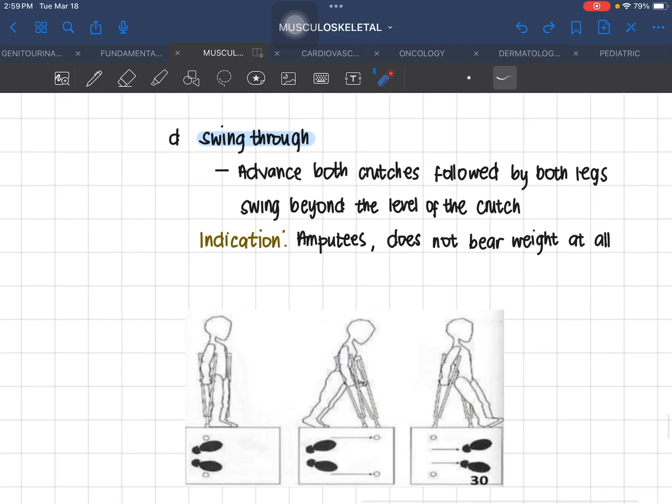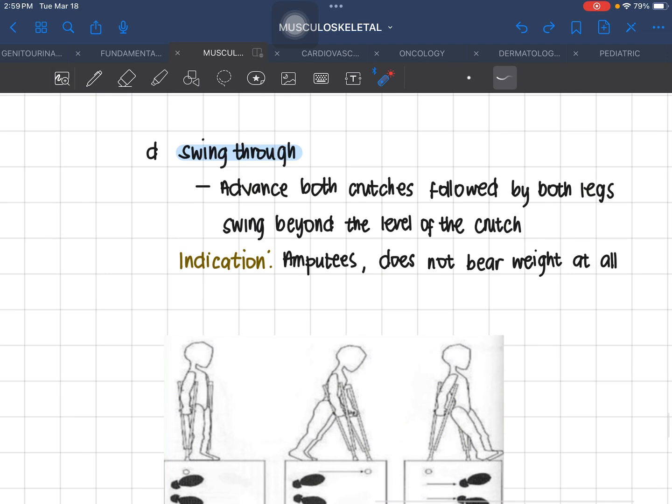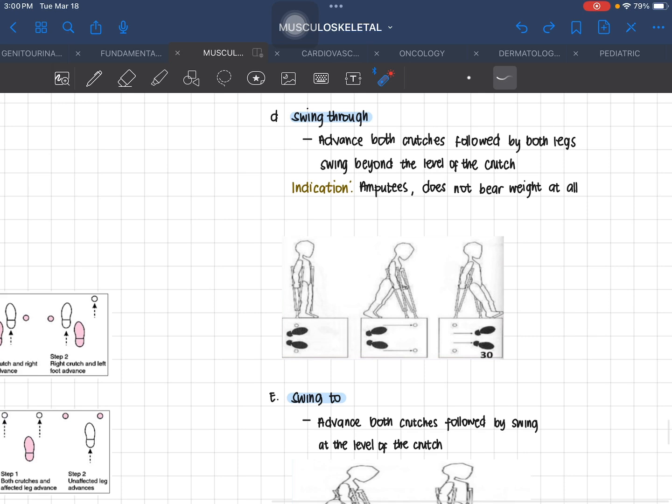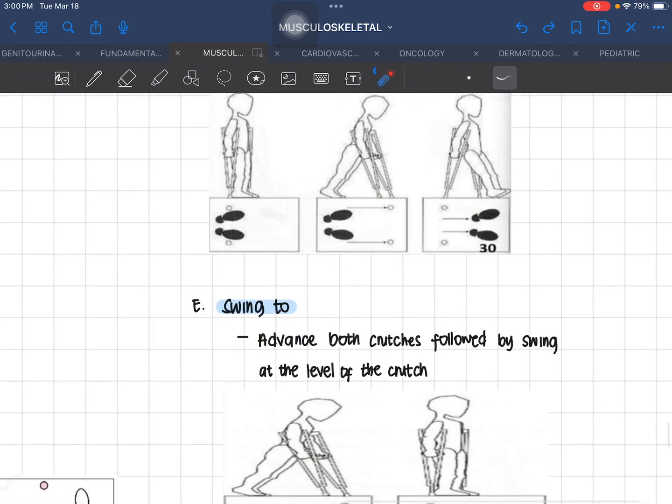And then, swing through is i-advance mo yung crutches mo, then followed by both legs. And isi-swing mo yung both legs mo beyond the level. So, lagpas pa siya. Through lagpas pa sa crutch. So, this is indicated sa mga amputees o yung mga patient na they do not bear weight at all.